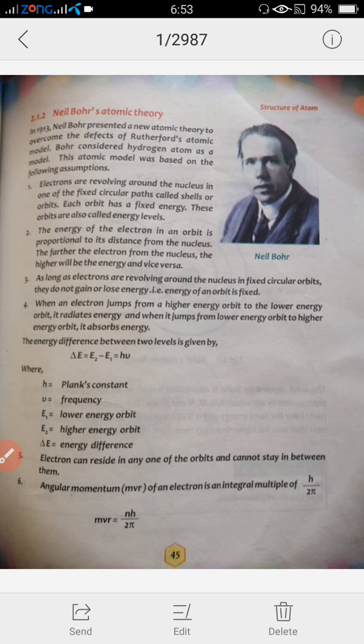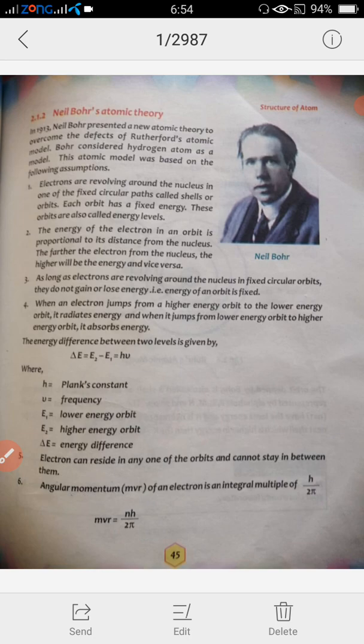So students, the main concept in this point is that the electrons revolve around the nucleus in a fixed path known as energy level, orbit or shell, and each orbit has a fixed energy. And the second one is that the energy of an electron in an orbit is proportional to its distance from the nucleus. Proportional means whenever the distance increases, energy also increases.